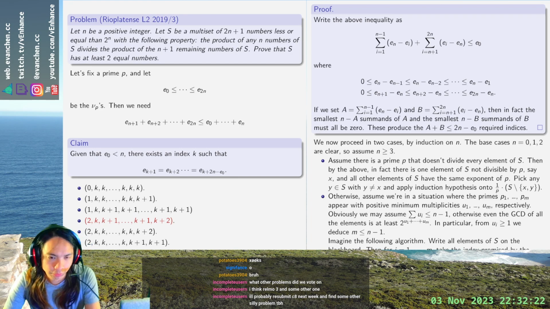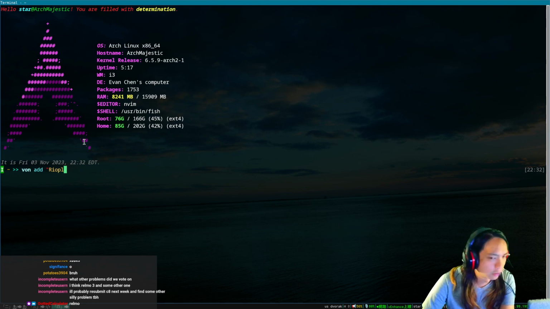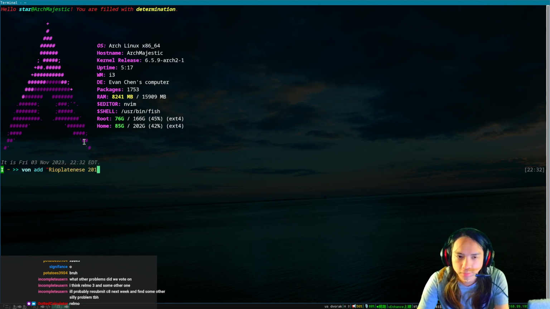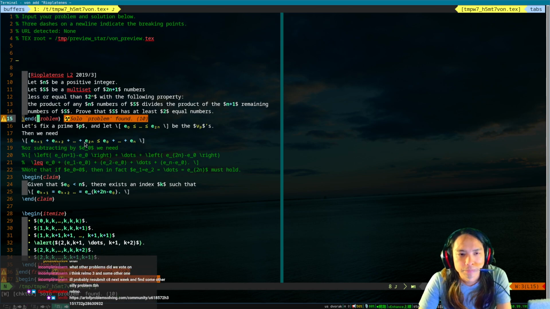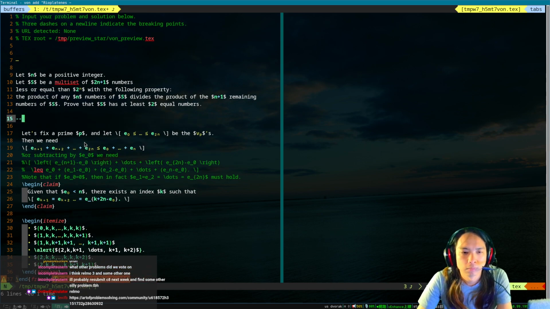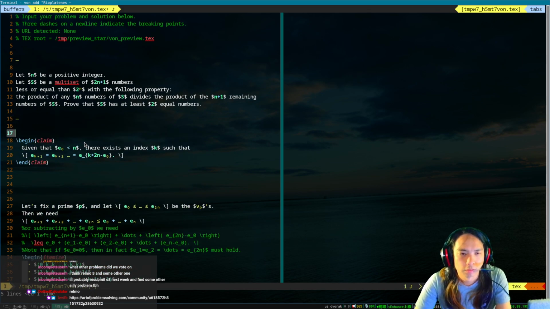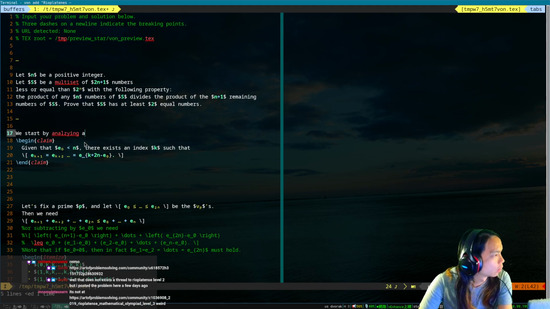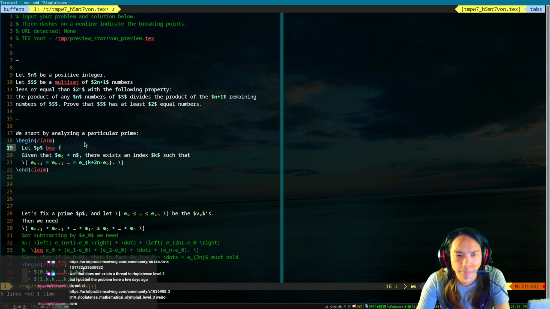Alright, cool. Does anyone have the AoPS thread for this problem? Just so I don't have to, while I do the write-up. Also, because I'm a little confused about what exactly this source is. So I know Rioplatense. What does L2 mean? Is this divided into levels? I'm not familiar with this particular contest. Okay, cool. Let p be a fixed prime.